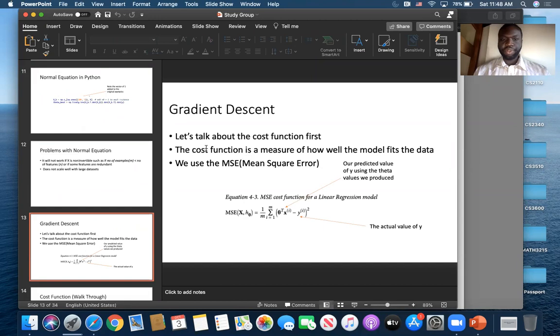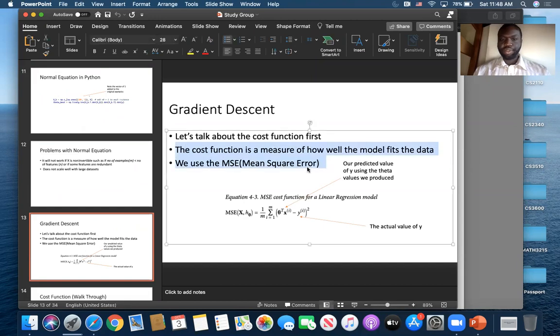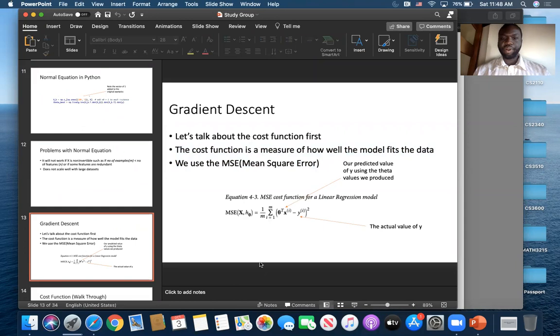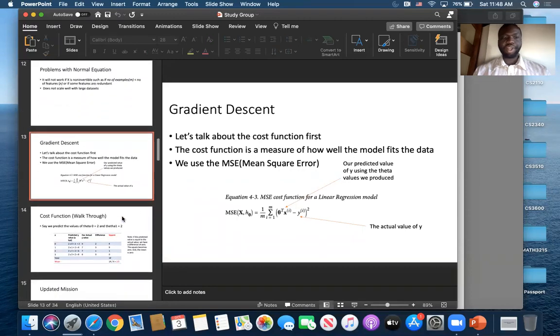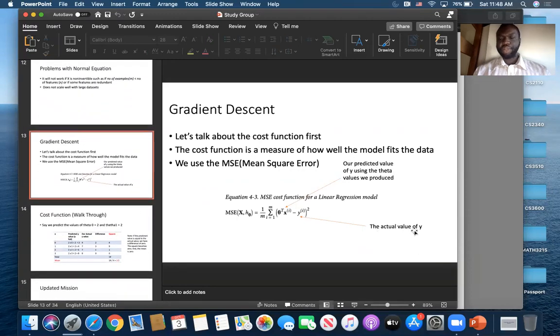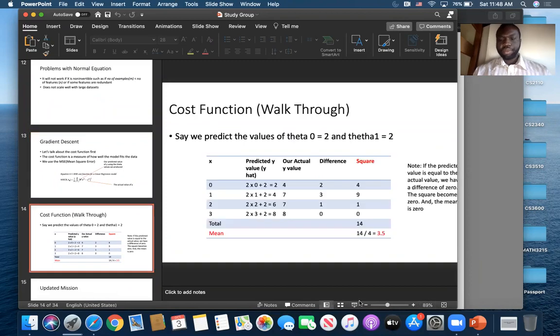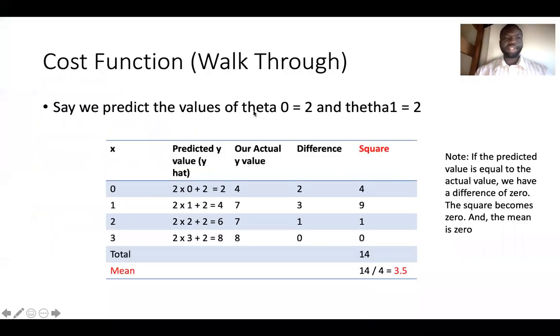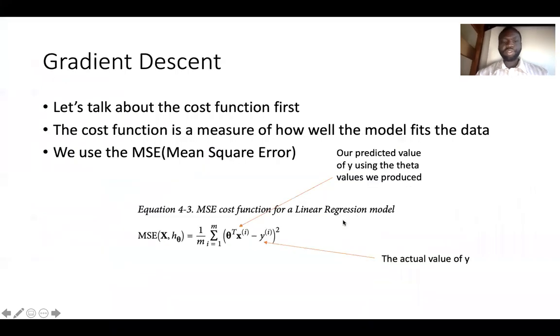But before that, we should also talk about the cost function, the mean squared error. This is the equation for the MSE. It's pretty much the difference between our predicted value and our actual value y. Say for our previous example, these are our x values, 0, 1, 2, 3, 4. And let's say our theta 0 is 2 and our theta 1 is 2. We want to compute the cost. The cost is not a vector, it's one particular value.